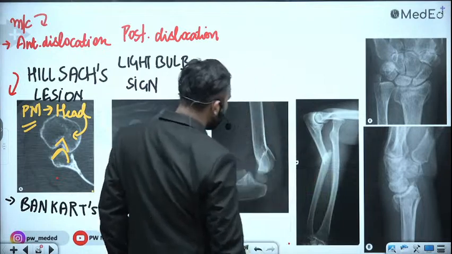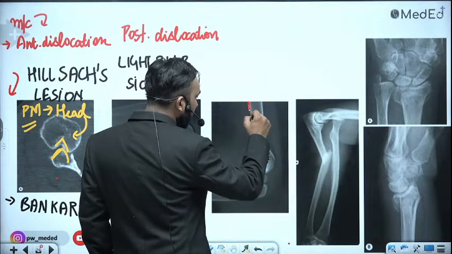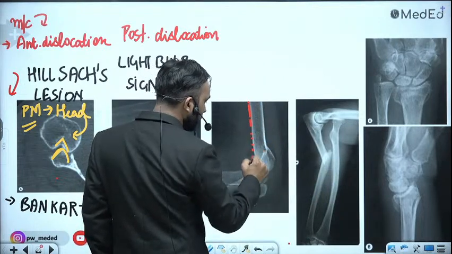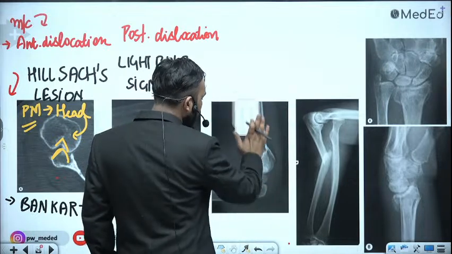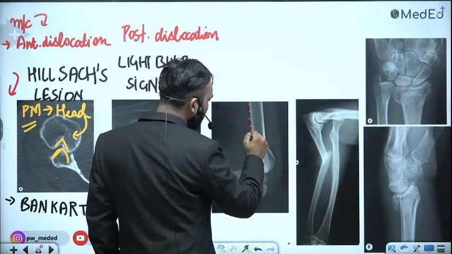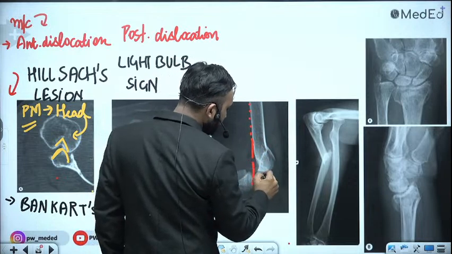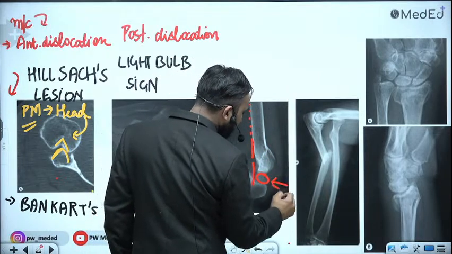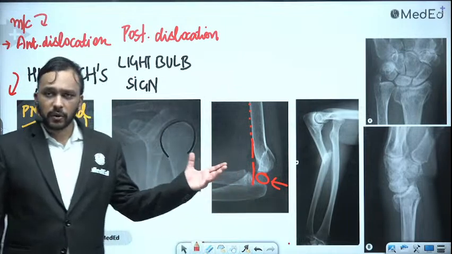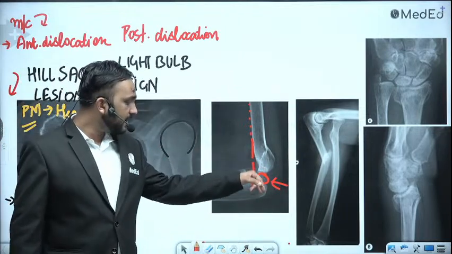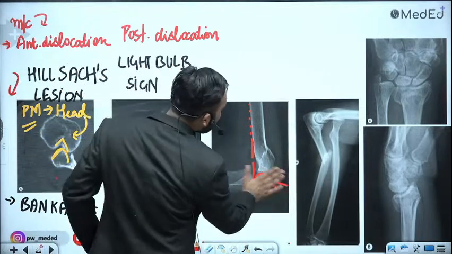So third x-ray, guys, you should know that this anterior humeral line should pass through the capitulum. This is the capitulum. Now in a normal patient, what you will see is that this anterior humeral line is going to cross this circle.